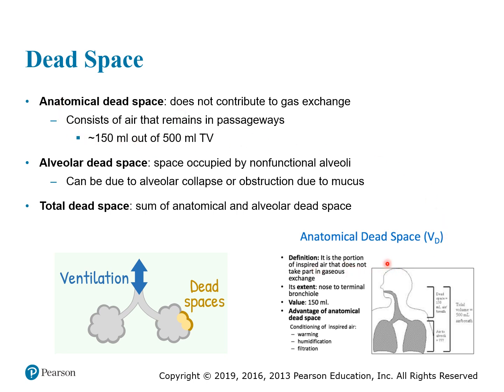Anatomical dead space is the portion from the nose till the terminal bronchiole. So this whole passage is not involved in gas exchange, and the air in this passage is known to be present in the dead space. Then we also have alveolar dead space. What is alveolar dead space? Some of the alveoli can be collapsed or obstructed due to mucus, so they are not participating in gas exchange. So this is also dead space. Total dead space is the sum of the anatomical dead space and the alveolar dead space.